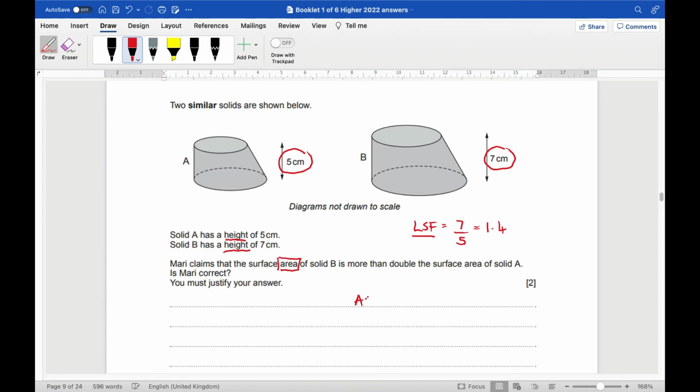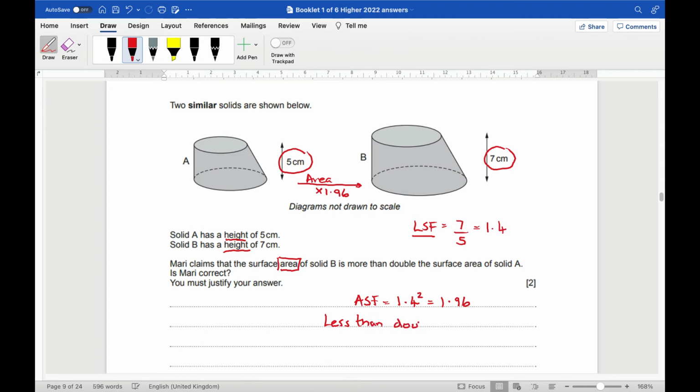So to get my area scale factor, I'm going to take the length scale factor and square it. Now, without the calculator, you would do maybe 14 times 14 and put in 2 decimal places. But we've got a calculator, so it's 196, but with 2 decimal places, it's 1.96. So basically, the area of this shape is 1.96 times bigger than the smaller shape. But Mary said the surface area of solid B is more than double. Well, 1.96 is less than double.